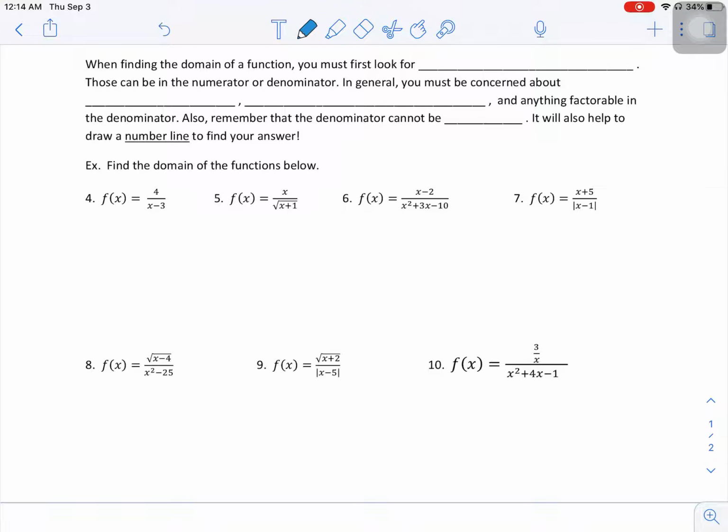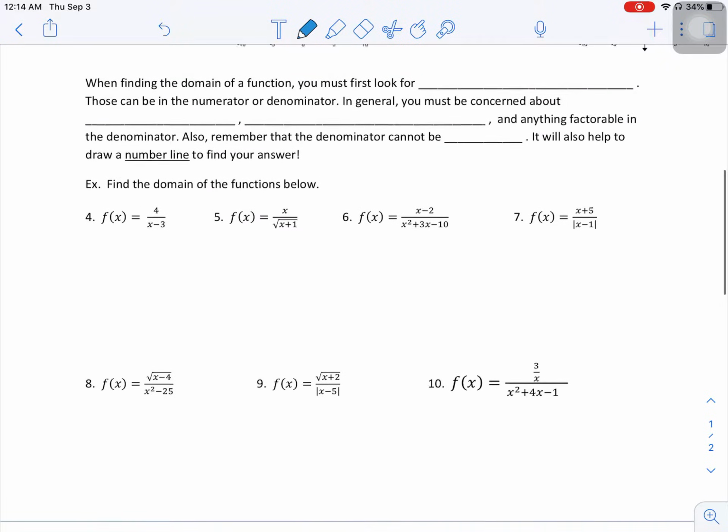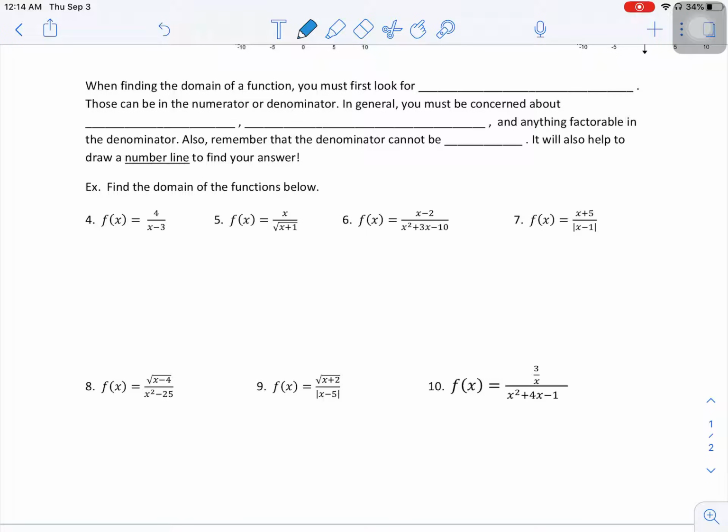So the first thing you need to look for when you want to find the domain is square roots. With square roots, we want our domain to have only real numbers. It's entirely possible that you would get imaginary answers, which would not be included in your domain, and that's why we want to look for square roots. Those square roots can be in the numerator or the denominator.